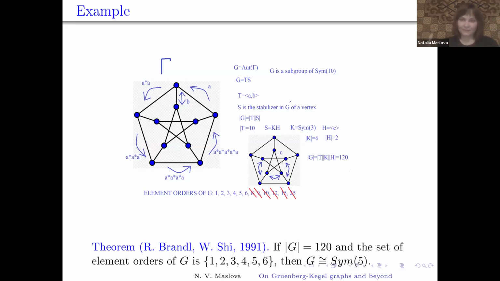We have some general problem, and we have some partial result, which is a tool for our solution. This is a very partial case of the problem, but this purely group-theoretical tool works in our partial problem.